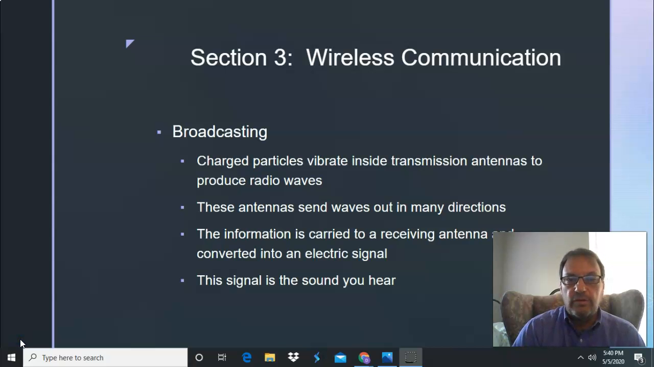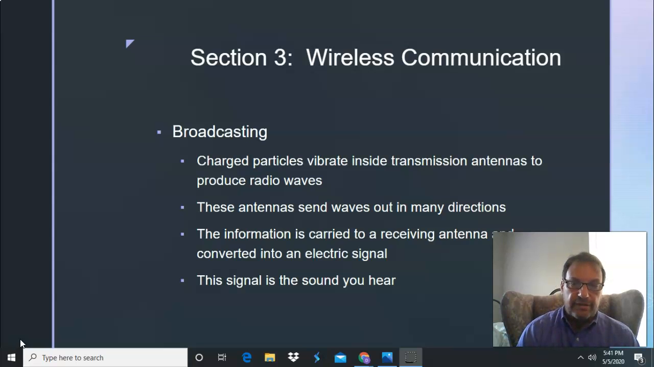Okay, as we talk about wireless communication, we're going to start with broadcasting, and this is where charged particles are vibrating inside transmission antennas. Now, we've talked about this in our overview in part 2 of the PowerPoint, but this is going to be more specific to this particular standard. The charged particles are vibrating inside transmission antennas to produce those radio waves. And then these antennas will send out waves in many directions. And this information is carried to a receiving antenna and converted into an electric signal.